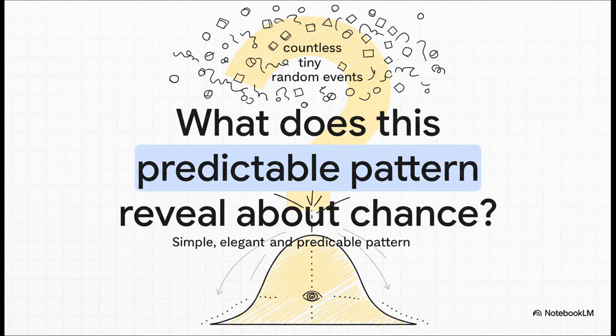If all the chaos from countless, tiny, random events ultimately averages out into such a simple, predictable, and elegant pattern, what does that tell us about the real nature of chance and about the hidden order that might be lurking just beneath the surface of our universe?